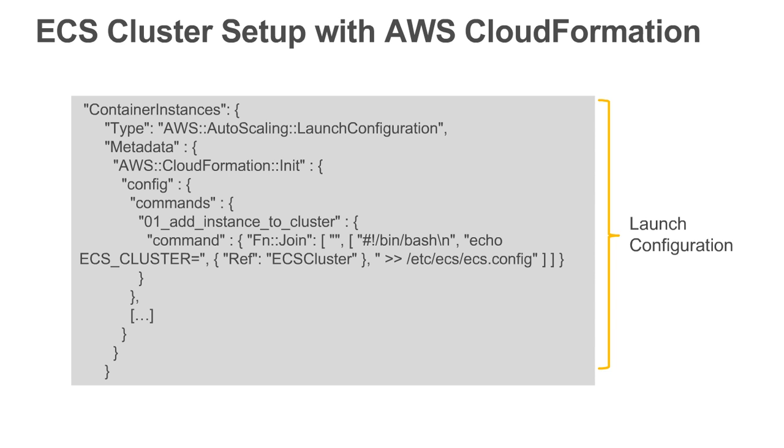And here's a launch config part of auto-scaling configuration. You can see that launch config leverages CFN init, which is a feature of CloudFormation, in order to execute a command to add your container instance to the cluster that we defined earlier.